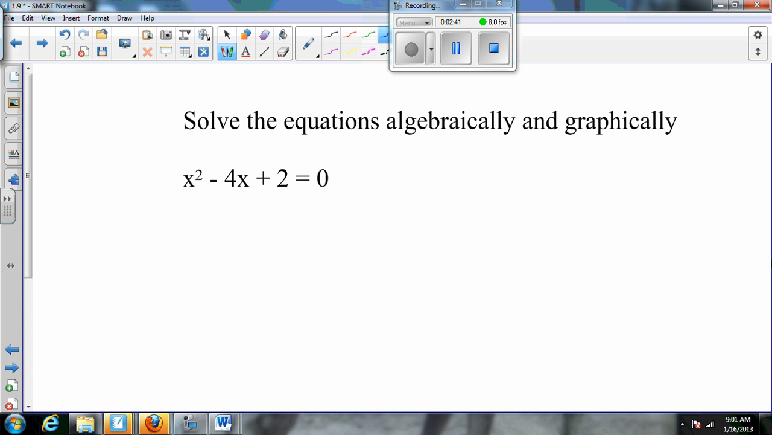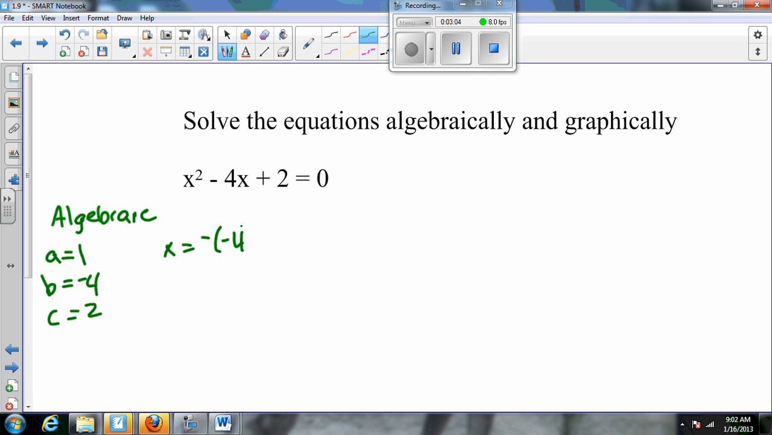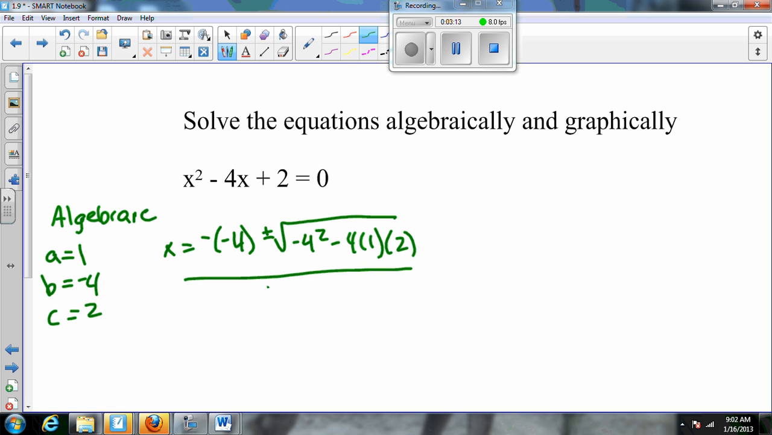For a quadratic that's unfactorable, we can use the quadratic formula. So this is the algebraic. We have a to be 1, b is negative 4, c is 2. Plug it into the quadratic formula. X equals negative b plus or minus the square root of b squared minus 4 times a times c all over 2 times a.